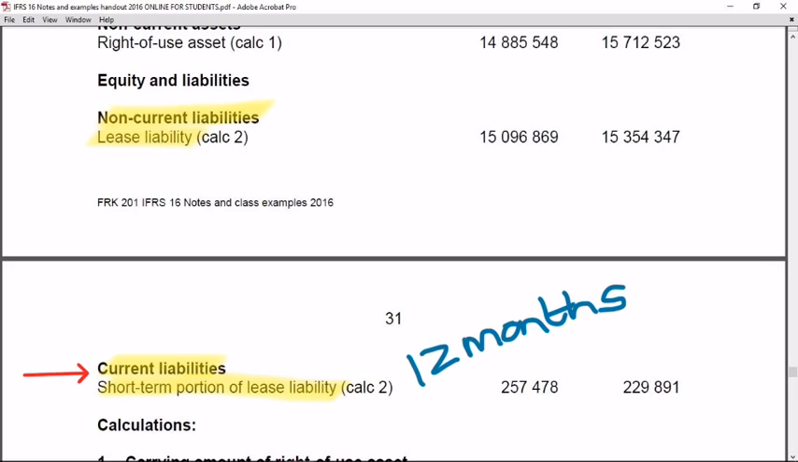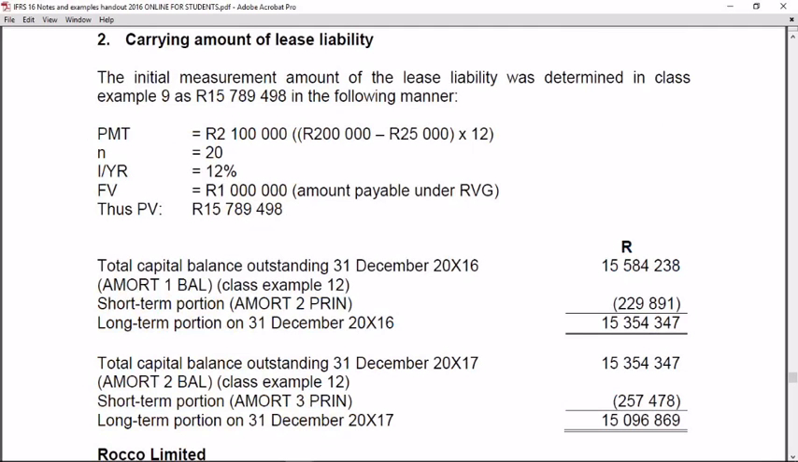So first of all, you need to determine what your outstanding balance at year end is on that lease liability, and then determine how much of that balance in terms of the capital portion will be repaid within the following 12 months. That is an IAS 1 principle of splitting your liabilities between a current and a non-current portion. So let's have a look at the calculation of these amounts.